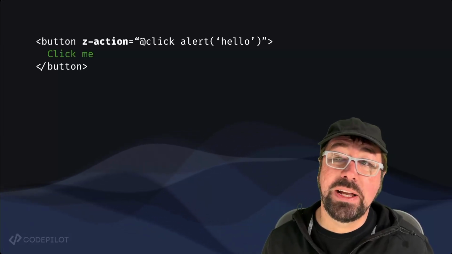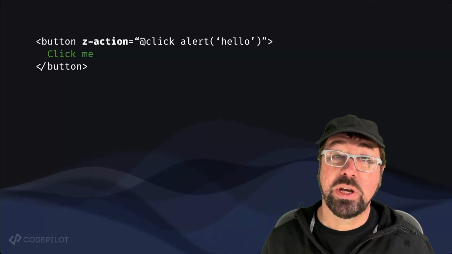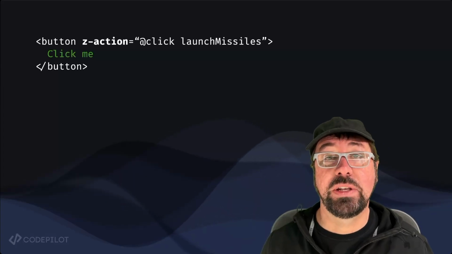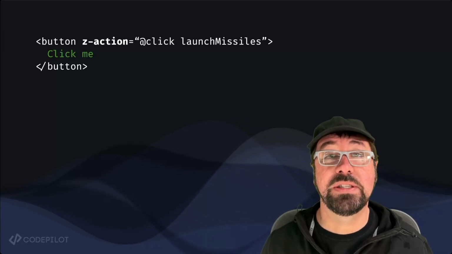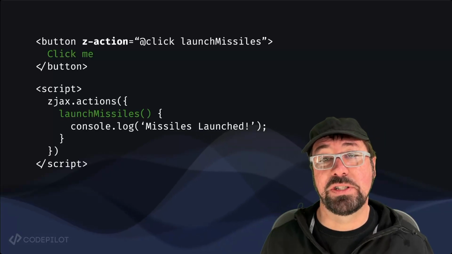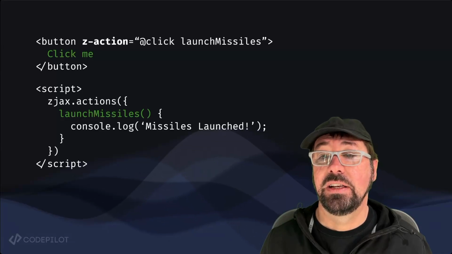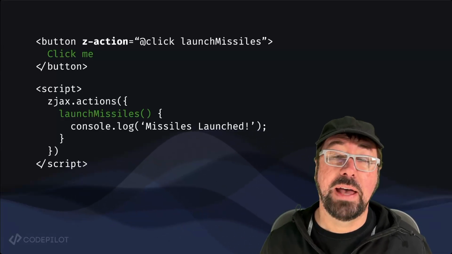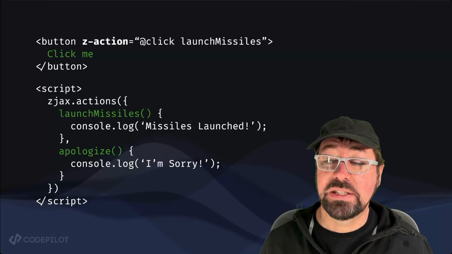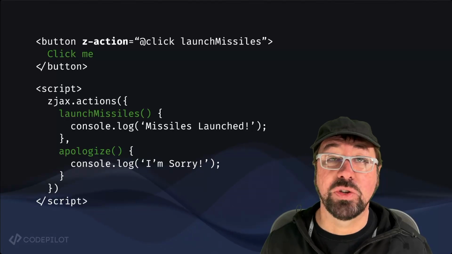In addition to just putting arbitrary inline JavaScript right there in your ZAction value, you can also give it a function name, something like this. In order for that to work, you would need to define that, and you do that with zjax.actions. So it looks like this. Anywhere in your project, you've got this global Zjax object available. You just call the actions function and give it an object with your action functions. Obviously, you can do more than one, and once these are defined in there, you can just use them directly in your ZActions. You can refer to them.